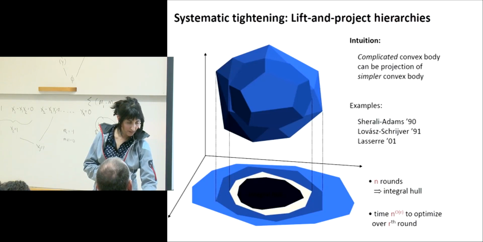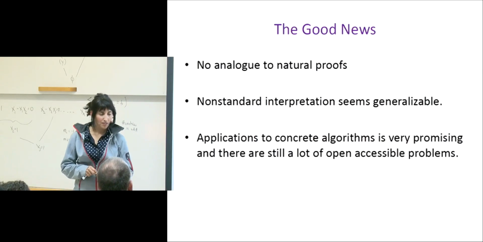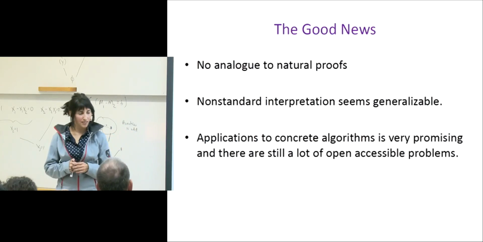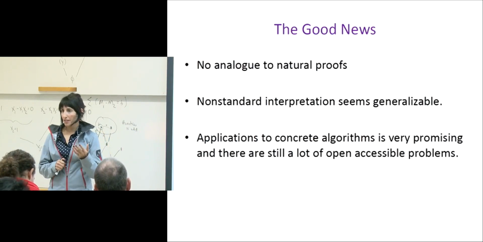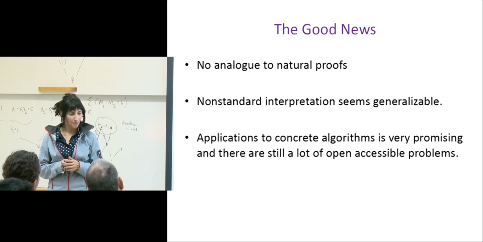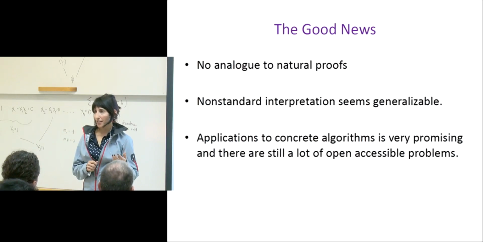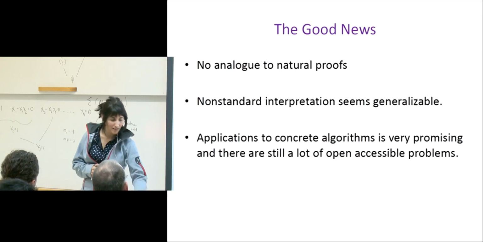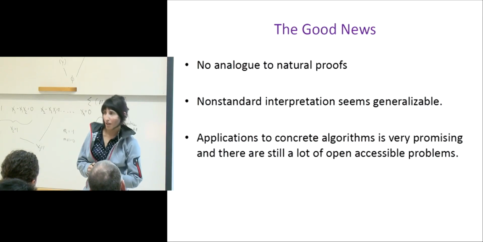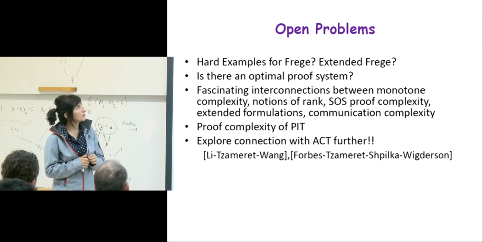Okay, so I just want to conclude with some open problems. The good news in general with proof complexity is that we don't have these barriers like natural proofs. And again, we have these very natural applications to concrete algorithmic paradigms, and I think we're really still just trying to figure those out and make those more precise. So lots of open problems.